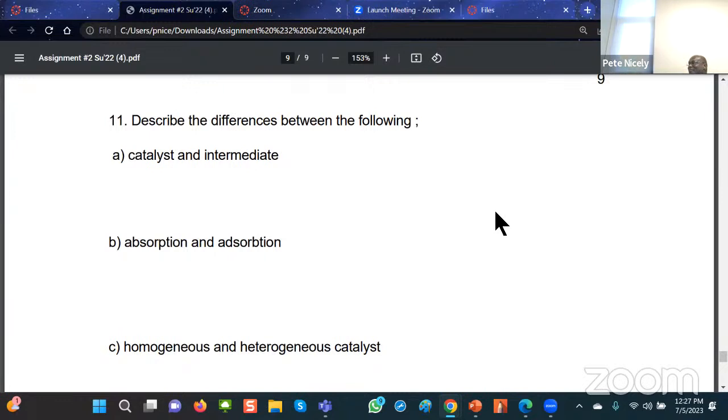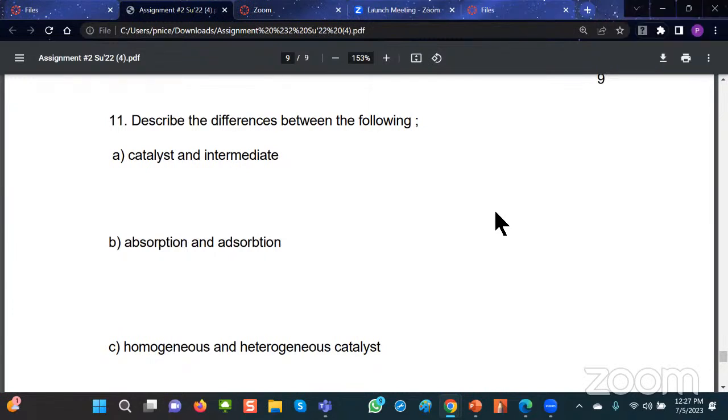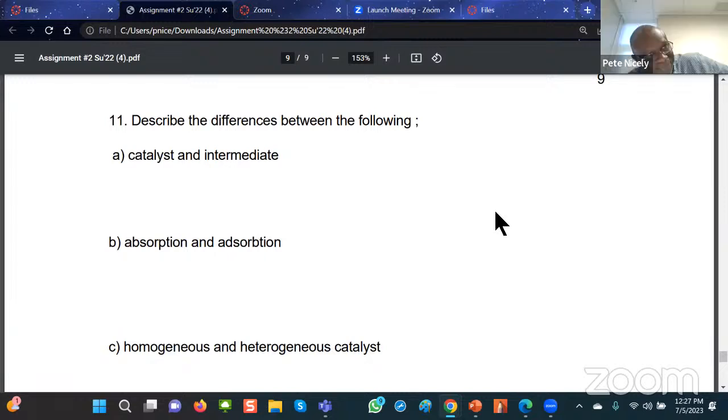Can anybody tell me? What's the difference between a homogeneous catalyst and a heterogeneous catalyst? I feel like a homogeneous catalyst would be like the same exact molecule that is used. Same something, but not same molecule. So you're partially right there. Same what? Anybody else?